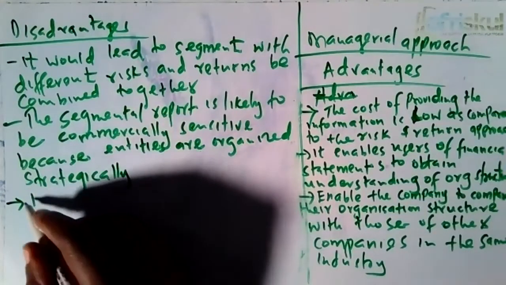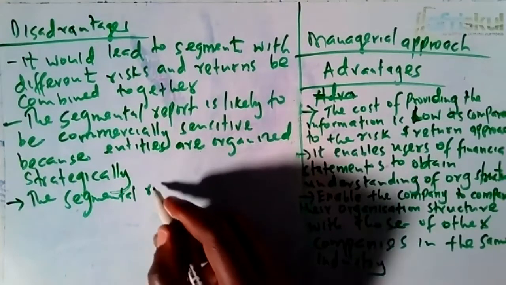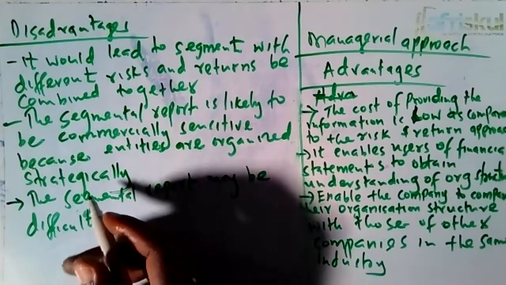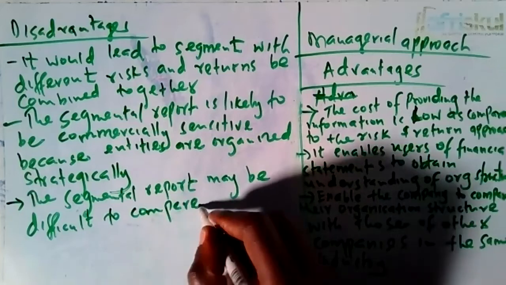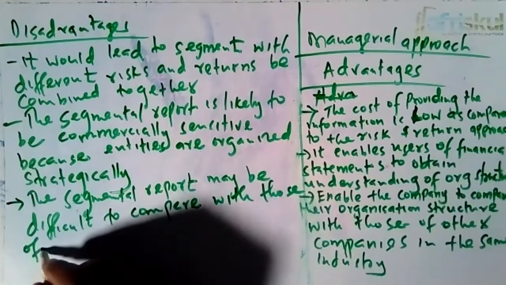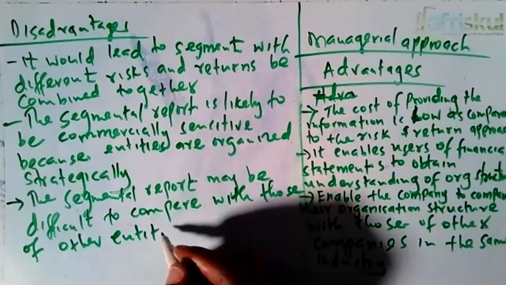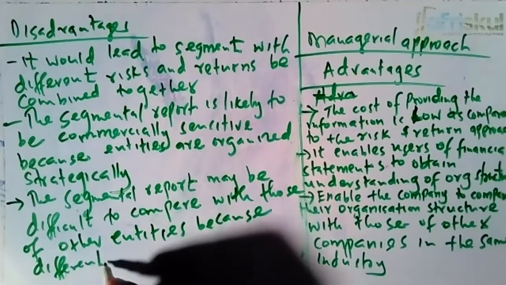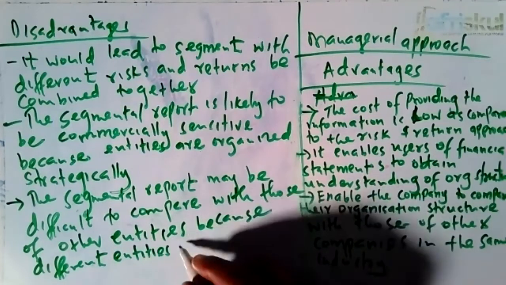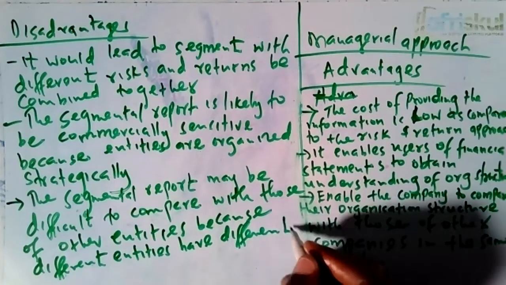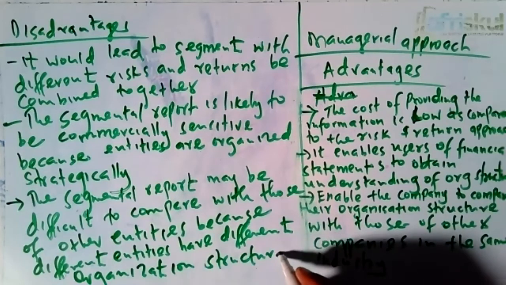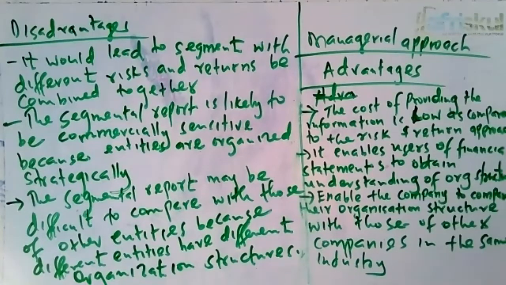Then finally, the segmental report may be difficult to compare with those of other entities, because different entities have different organizational structures. So those are some of the advantages and limitations or disadvantages of the risk and return approach and the managerial approach. Those were 4 marks, 8 in total.